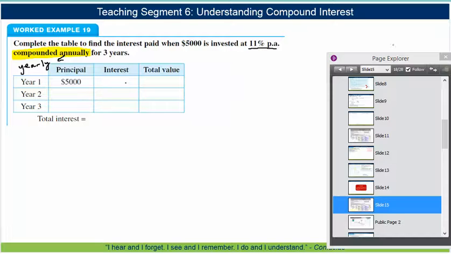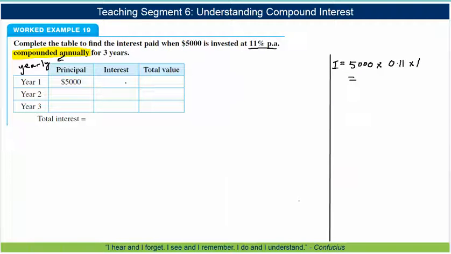So I'll get my calculator. Sorry, slides interfered there. And you get $550. So let's put that in the table here. So the total value after I've done that will be 5,550. Now this is the difference with simple interest.